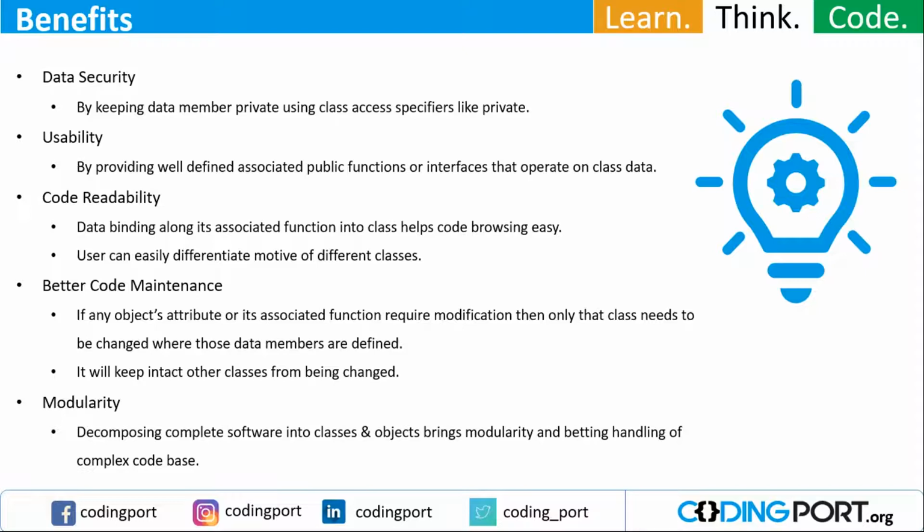Fourth important point, better code maintenance. If you are making your application with the help of classes and you are maintaining classes in a well-structured manner, then it will help in better maintenance of code. And if any change is required in any particular class, then that particular class needs to be updated, which means other classes will remain intact, and this way you can prevent a number of bugs from being introduced into your code. Fifth important point is modularity. If we are decomposing our application into classes and objects, that brings some modularity and better handling of a complex code base. So these are the key important benefits that encapsulation provides.